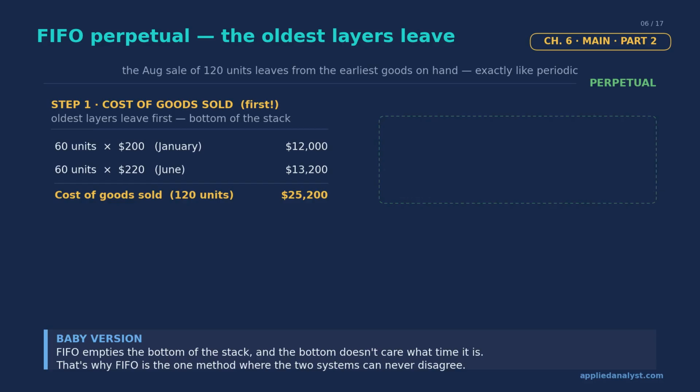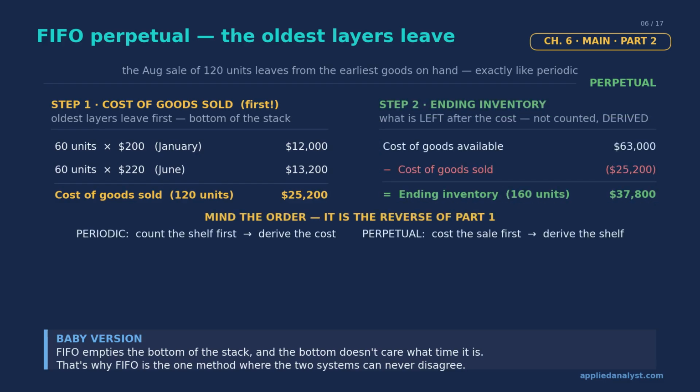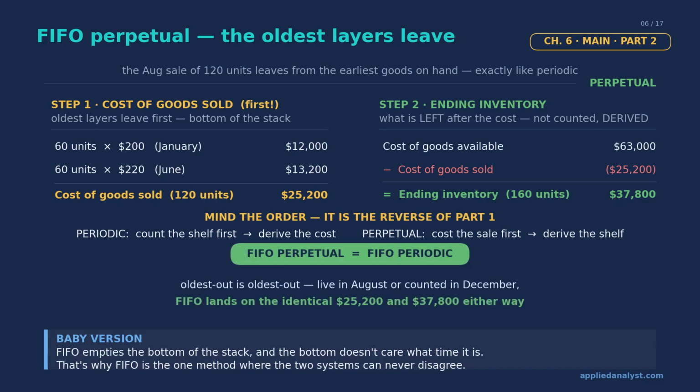Burn that in. Step 2. Ending inventory. Goods available minus cost of goods sold. 63,000 minus the 25,200, which leaves 37,800 sitting on the shelf. Now compare to Part 1. Identical. 25,200 of cost and 37,800 on the shelf.